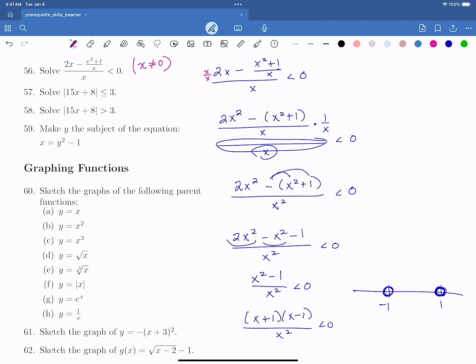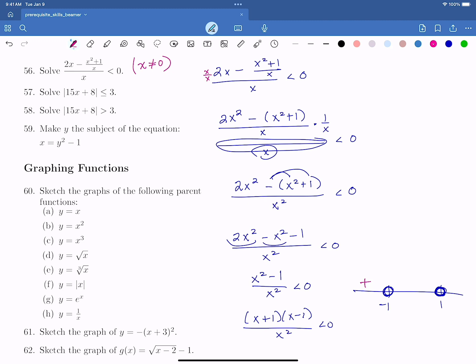So let's say I want to check this section over here. I'm going to let x equal -2 and just test it. -2 plus 1 times -2 minus 1, over -2 squared. In the numerator, negative 1 times negative 3 is positive. The numerator is positive. The denominator is positive. Positive divided by positive is positive. So in that section, positive.